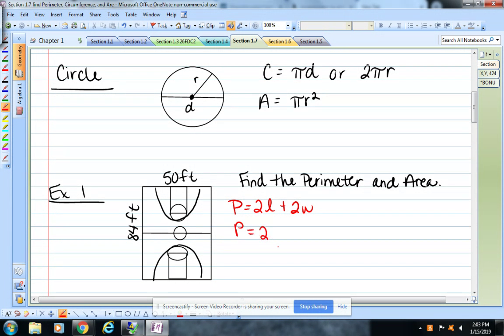So one of them is what? 84 feet. And the other one, it don't really matter which one you put in for the length or the width, honestly. And the other one is 50. So I'll have two 50 feet lengths and two 84 feet lengths. Does that make sense?